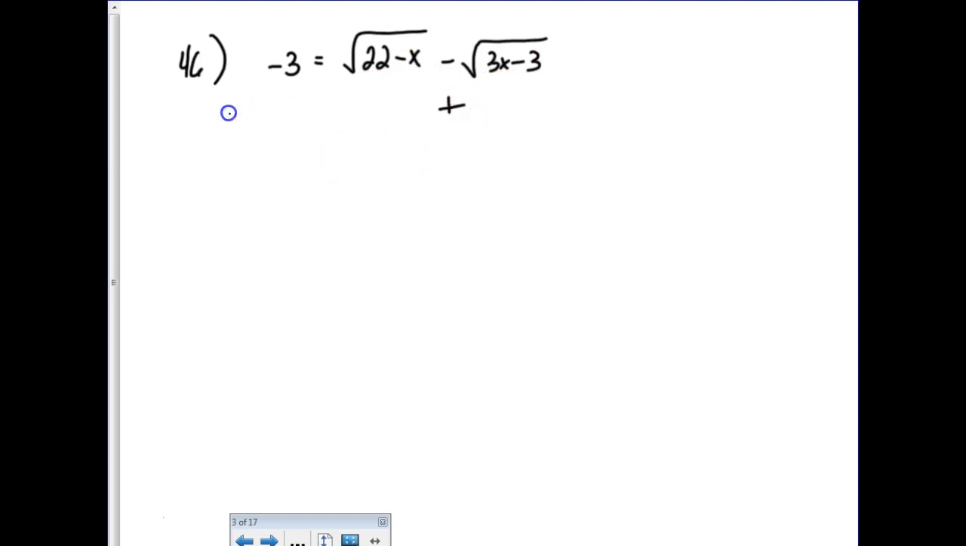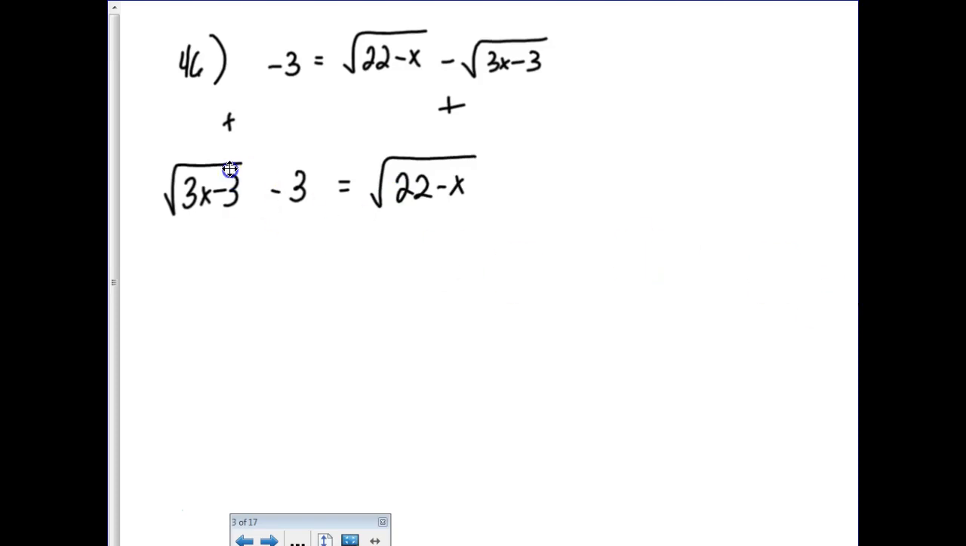Oh, 46 is a splendid question. All right. 46 has my worst nightmare where there's more than one radical, and they're currently on the same side of the equal sign, and that's a no-go. So we need to do a manipulation move where we don't have that anymore. 3x minus 3. So this is your worst nightmare, having 2 radicals on the same side. If I was you, I would just add this radical over here. So this becomes the square root of 3x minus 3, and then there's still a minus 3 here, equals the square root of 22 minus x.